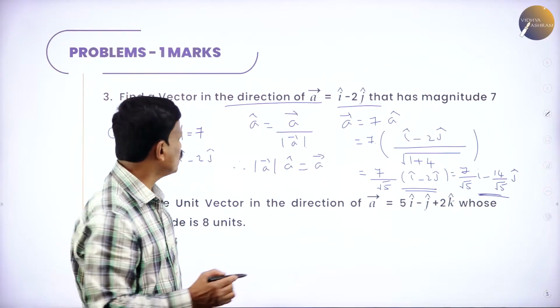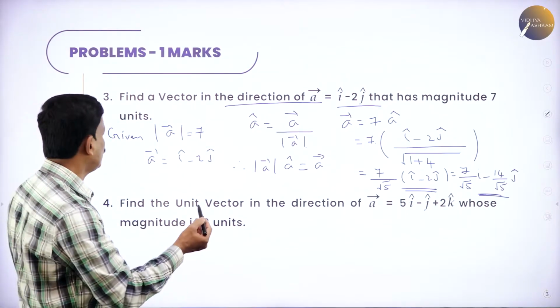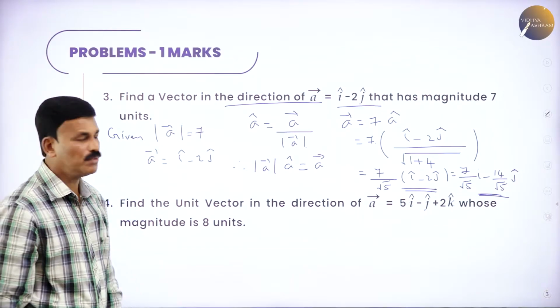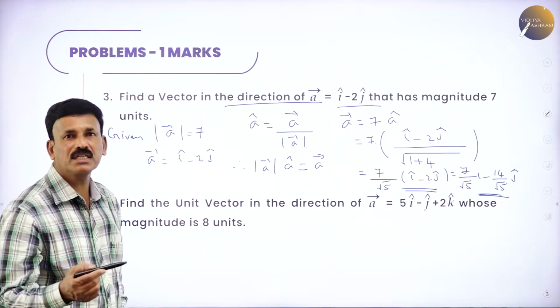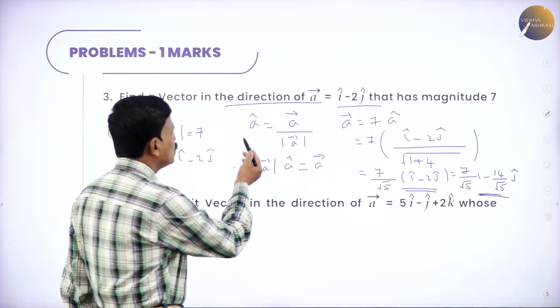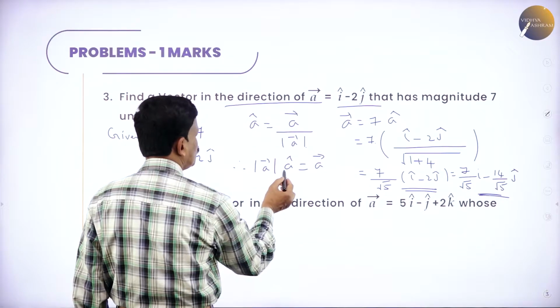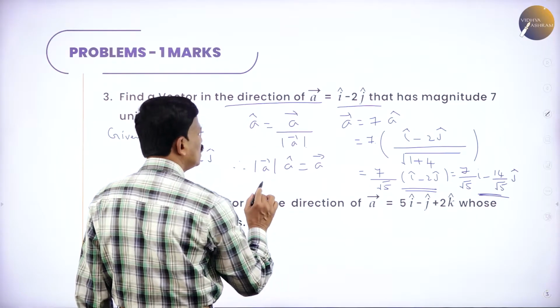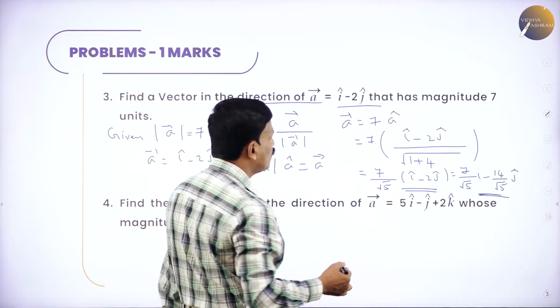Okay. Now very simple. What is given? Given length of A, magnitude of A is equal to 7 and vector A is equal to i minus 2j. Now we know that the unit vector A cap is equal to vector A divided by its own length. So cross multiplied, length of vector A into A cap is equal to vector A. What is the length of the vector given? 7. 7 times the vector A cap.